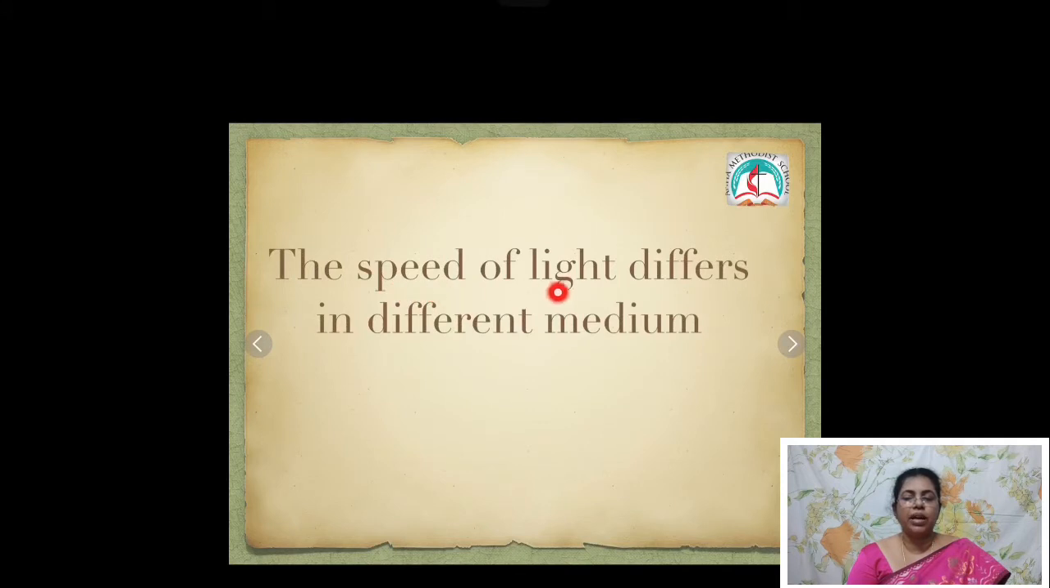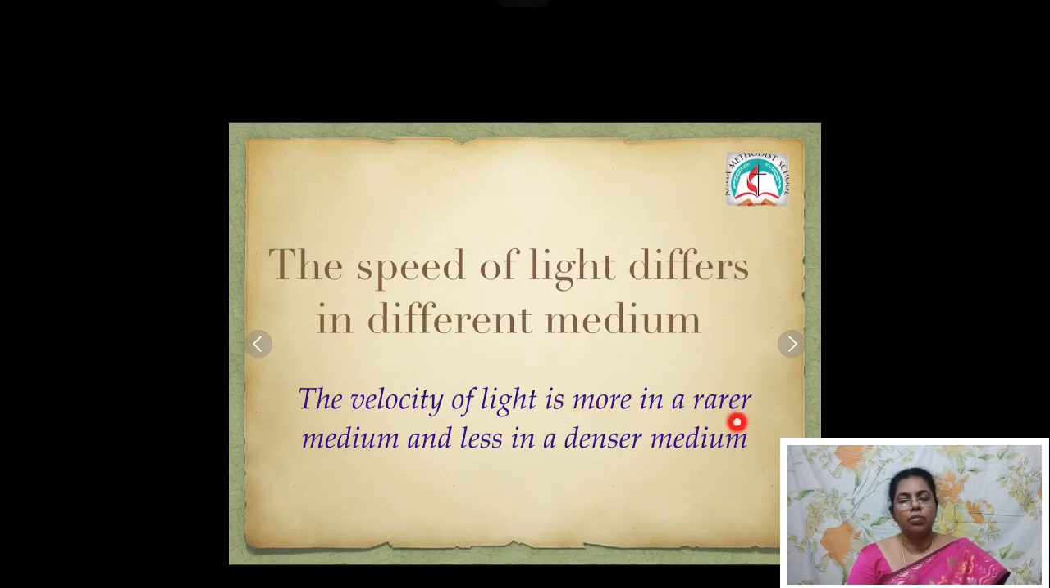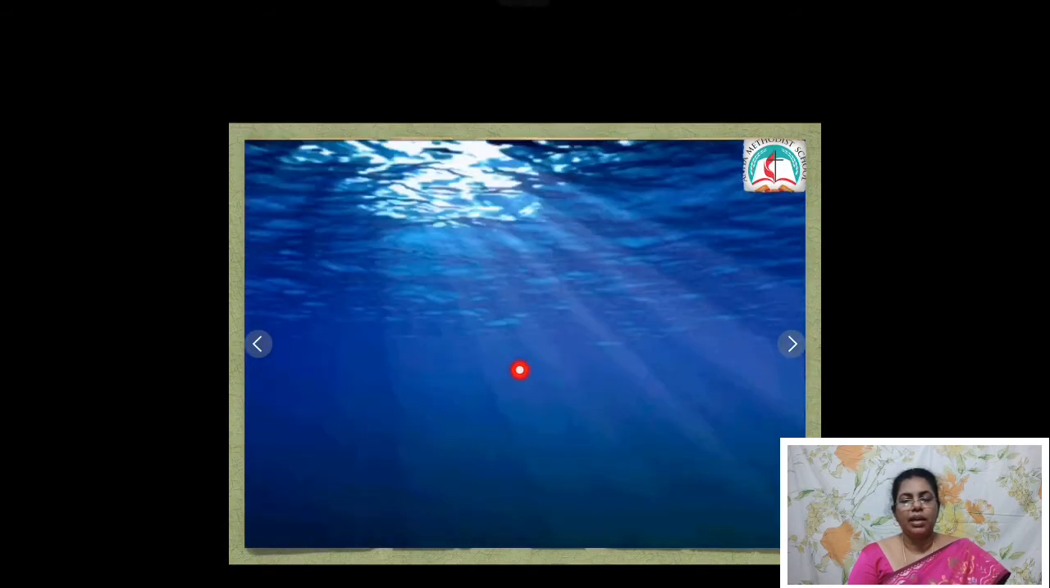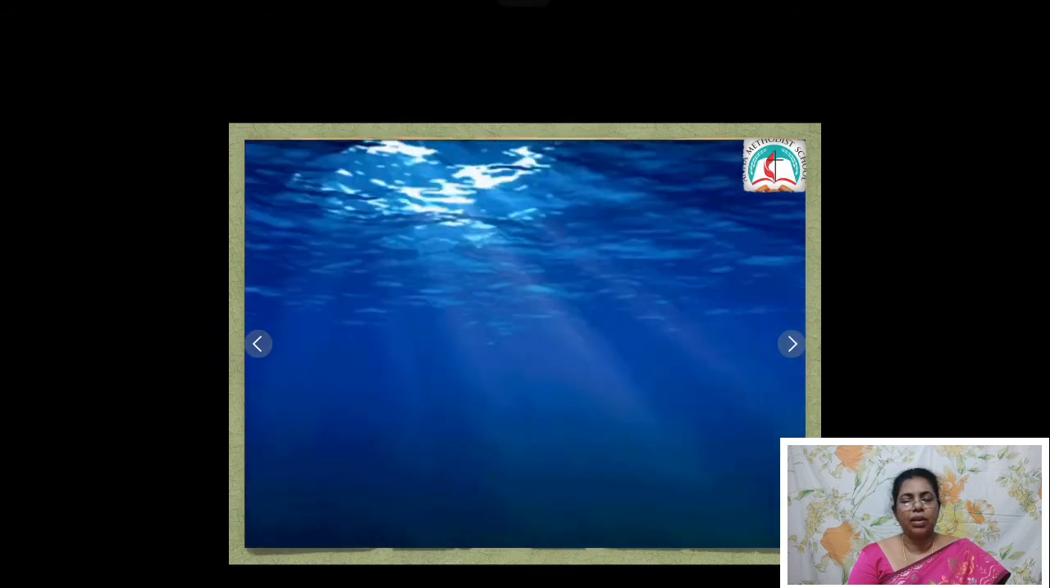And the speed of light differs in different media. It will not be the same. Velocity of light is more in a rarer medium and less in a denser medium. So inside the water, the velocity of light will be less than in the rarer medium.